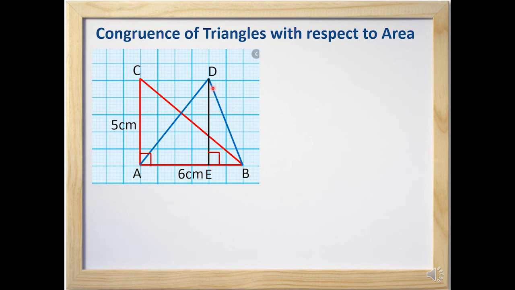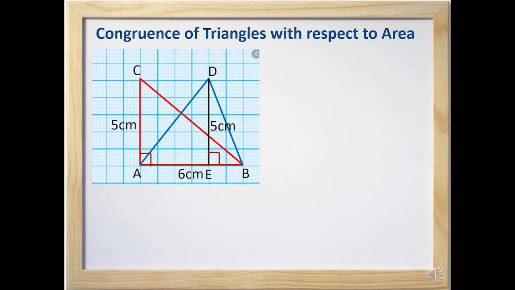We will draw the perpendicular from D to E, and we can easily find that the height DE is also equal to 5 centimeter. Did you all understand, children? And the base AB, which is the same for both the triangles, is 6 centimeters. Is it clear?